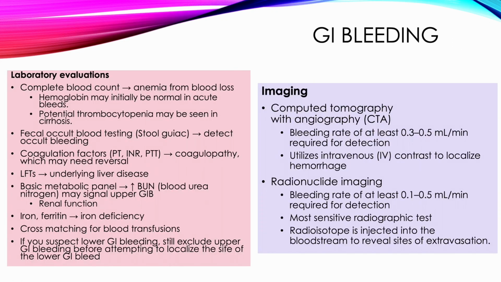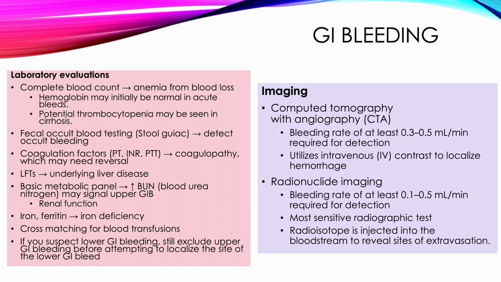All right, so other laboratories that we're thinking of. CBC, really important, right? We use that to assess for anemia. Now, keep in mind that the hemoglobin and hematocrit level might initially be normal in acute bleeds. And that's because we're seeing them losing whole blood. They're not losing just part of the blood. They're losing the whole blood. And it isn't until we start replacing the intravascular volume with normal saline that the blood starts becoming diluted and we start seeing a decrease in the hemoglobin and hematocrit.